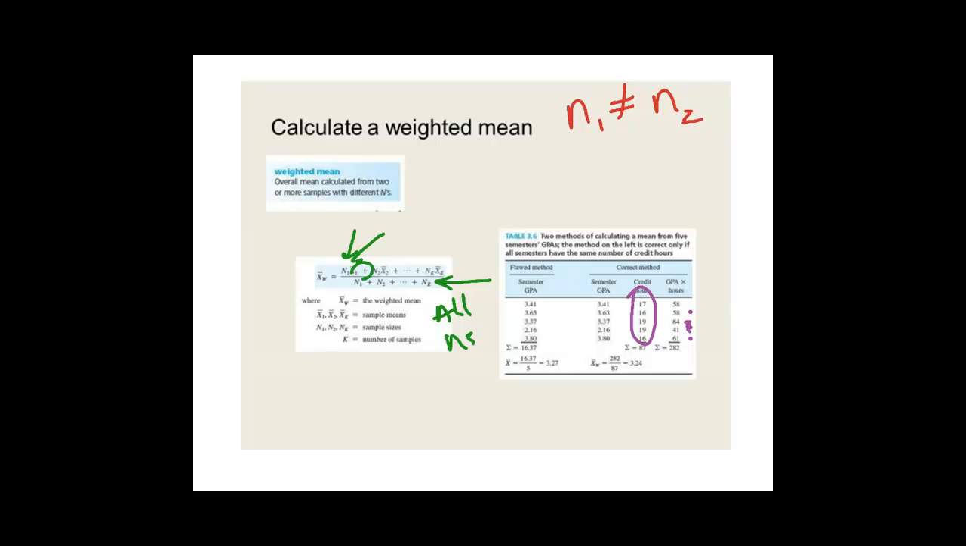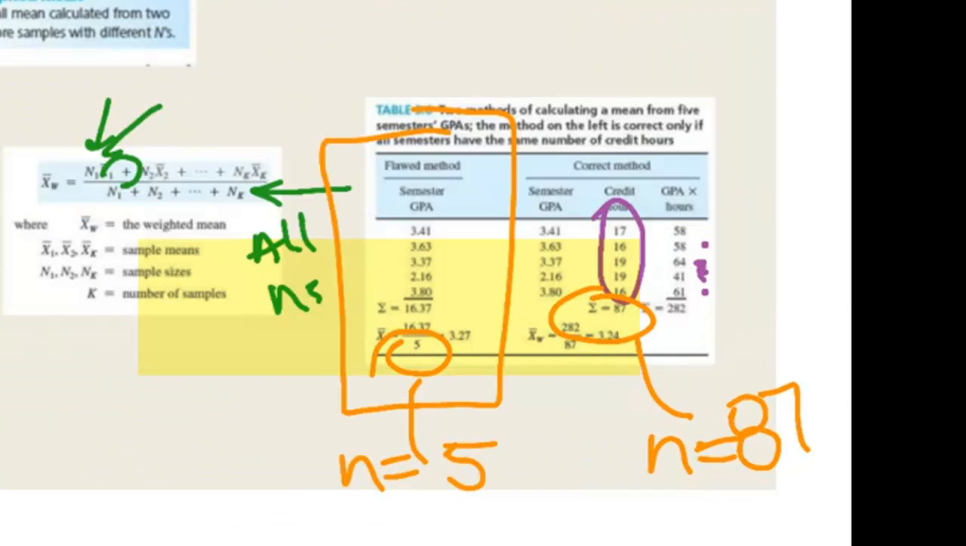This table contrasts the two methods for calculating the GPA. In the flawed method, each semester is treated equally. In contrast, the correct method ensures the semesters with 19 credit hours receive greater representation in the overall weighted mean than semesters with 16 hours. Notice how the overall averages are different.